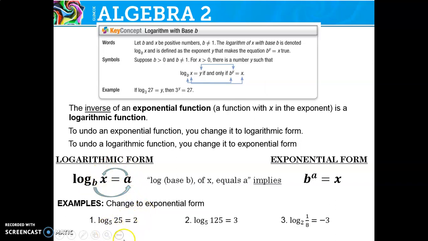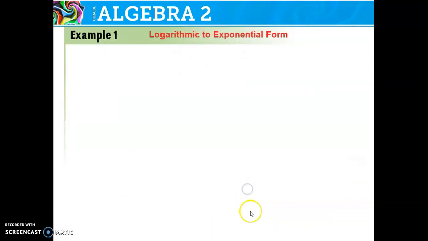For example, let's change these to logarithmic form. Using the pattern, that would say 5 to the second equals 25. Number 2, 5 to the third equals 125. And number 3, 2 to the negative 3 equals 1 over 8. All of those are true statements.